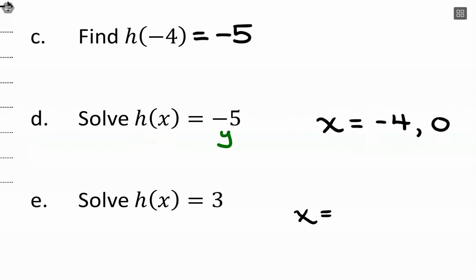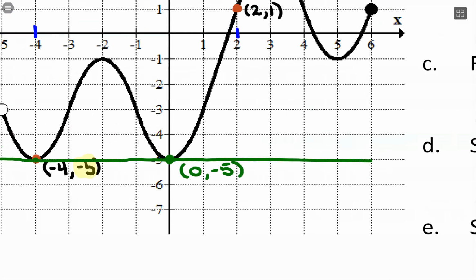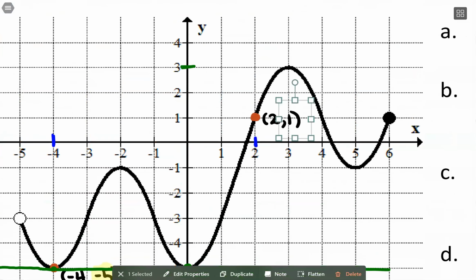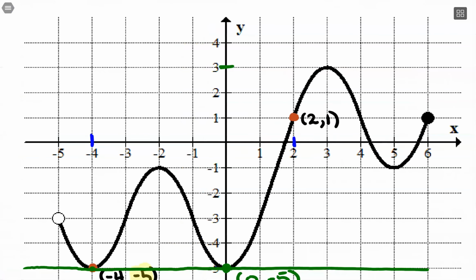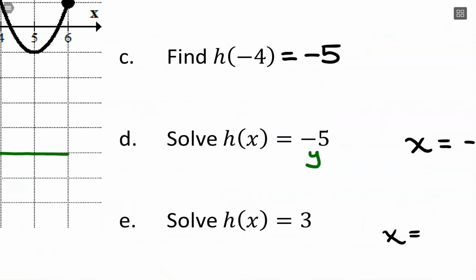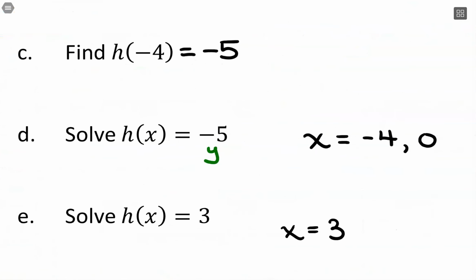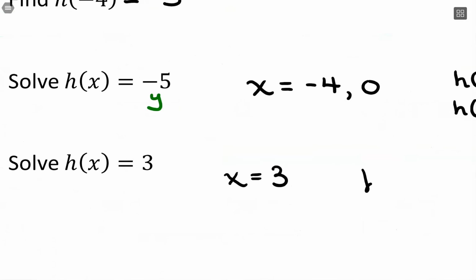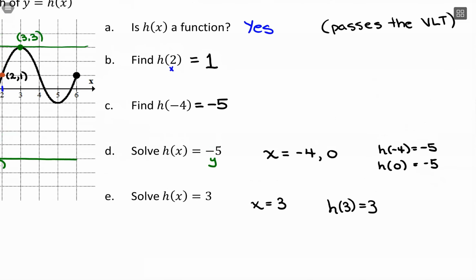Okay, x equals +3. I'm going to do the same thing. So I'm going to go to +3 on the y-axis. And then I'm going to visualize this horizontal line and look for all the spots where we intersect. And it's just going to be this one spot at 3, 3. So with that, I want to grab the x coordinate, which is going to be our answer. So x equals +3. So we have this relationship that h of +3 is equal to +3.